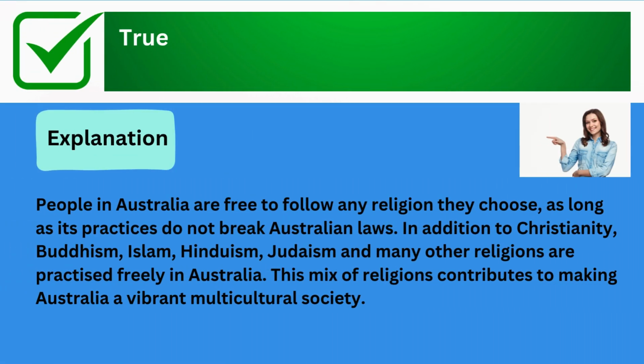The correct answer is true. Explanation: people in Australia are free to follow any religion they choose, as long as its practices do not break Australian laws. In addition to Christianity, Buddhism, Islam, Hinduism, Judaism, and many other religions are practiced freely in Australia. This mix of religions contributes to making Australia a vibrant, multicultural society.